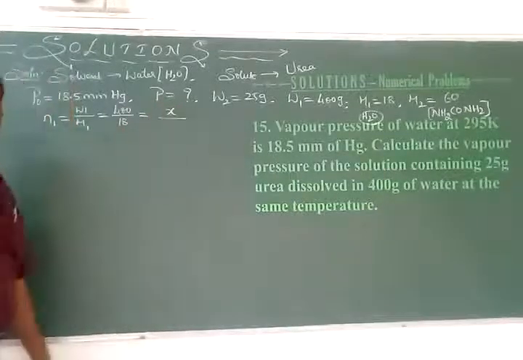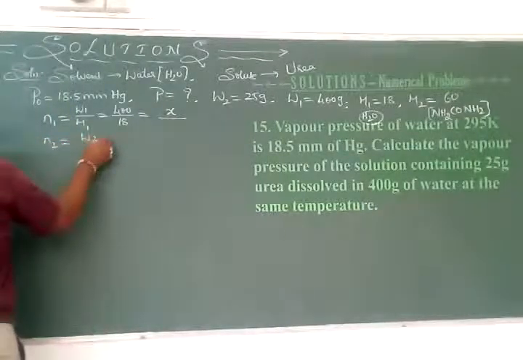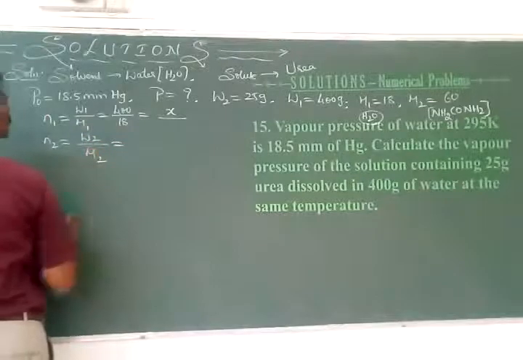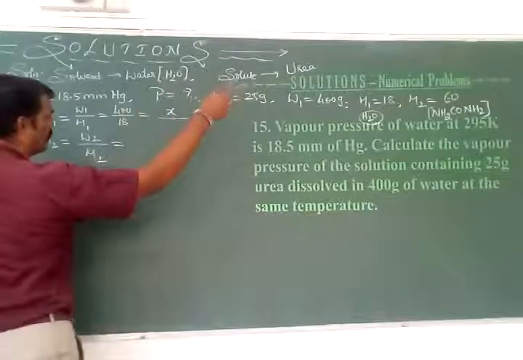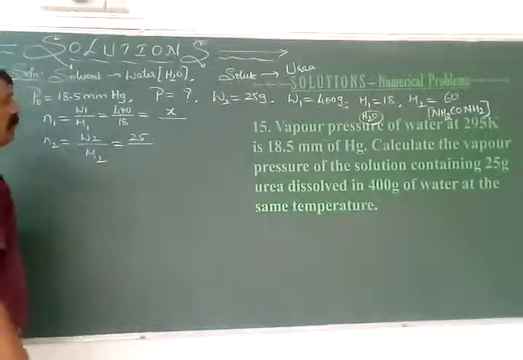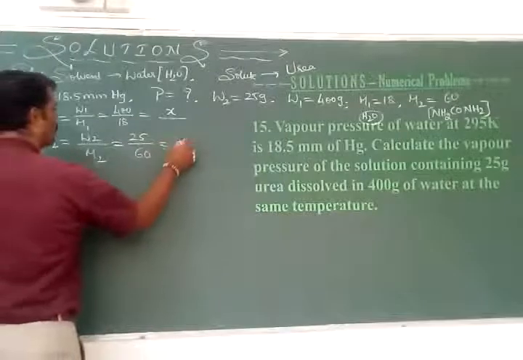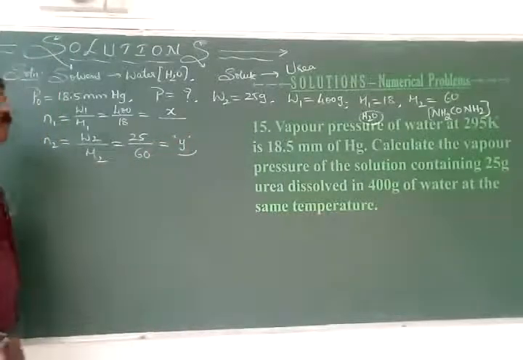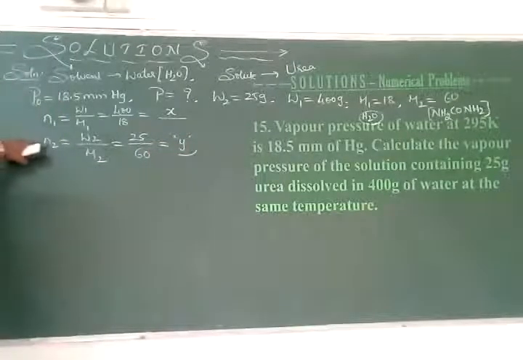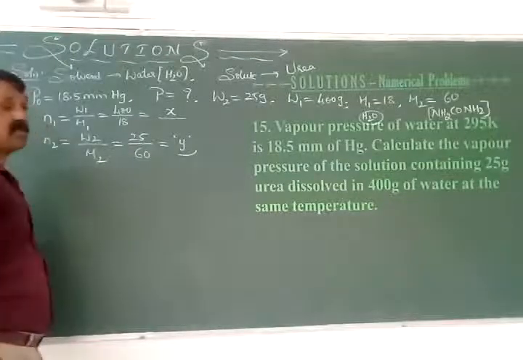Call that X. I don't want to write that particular value now. What is N2 here? W2 divided by M2. W2 is the mass of the solute, 25 grams, divided by the molecular mass of the solute, which is 60. That is equal to Y. Y is the number of moles of urea, the solute, and X is the number of moles of the solvent, that is, water.